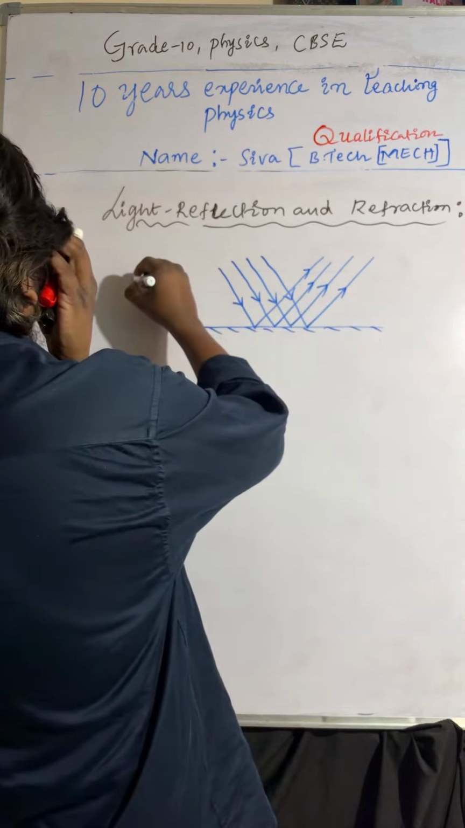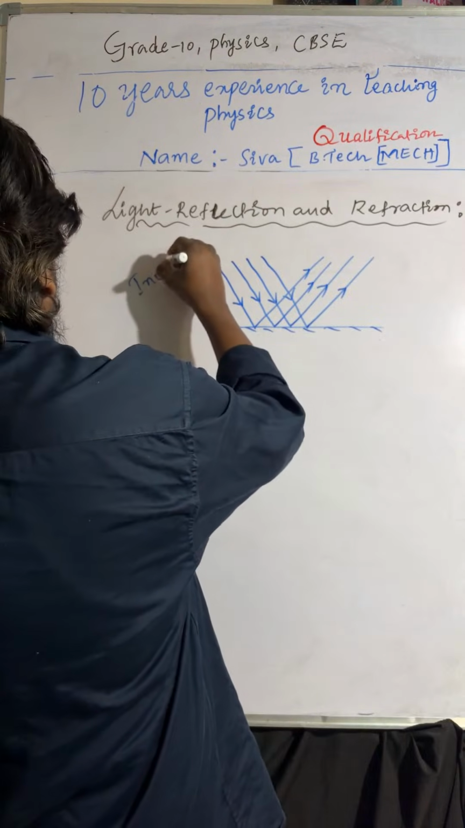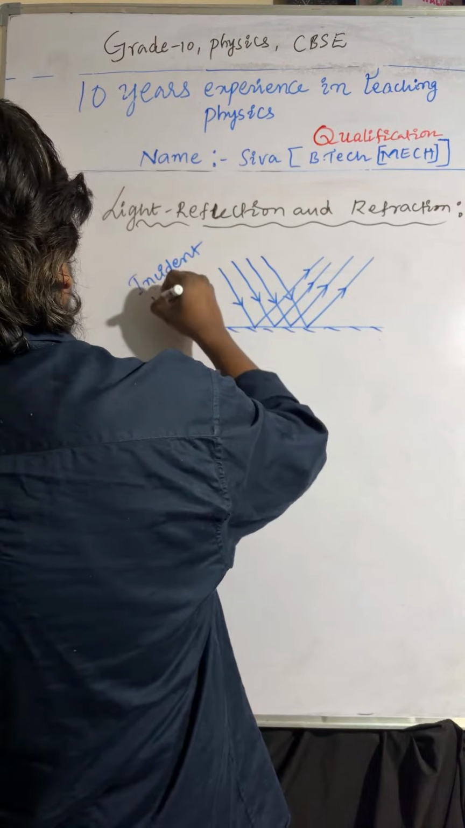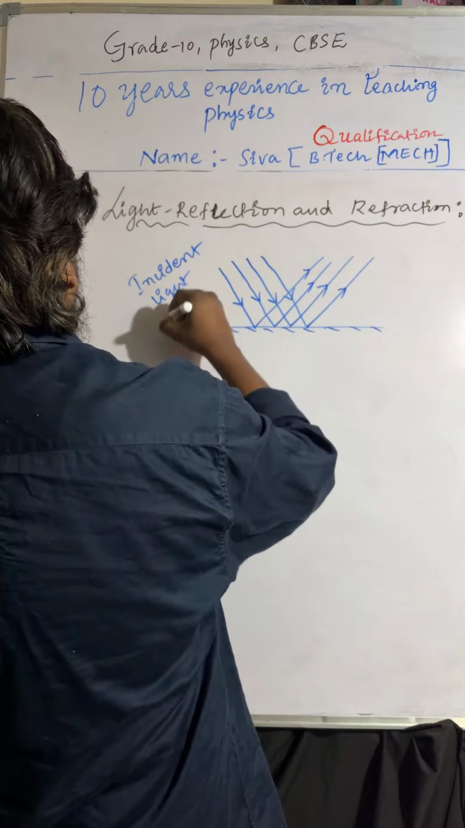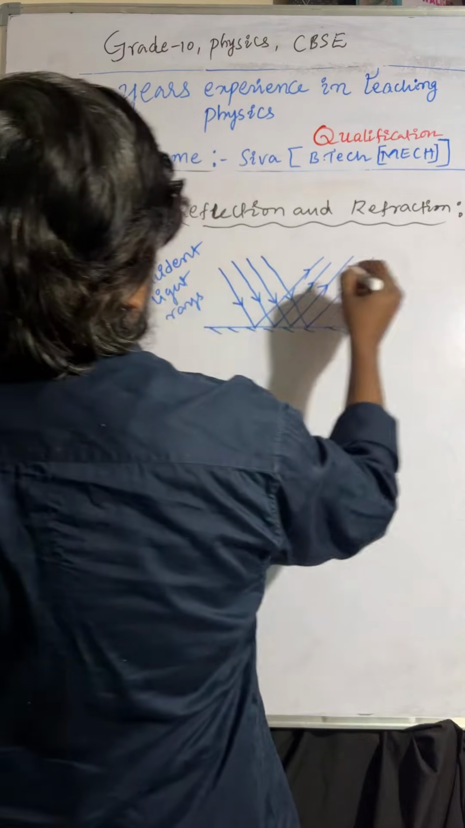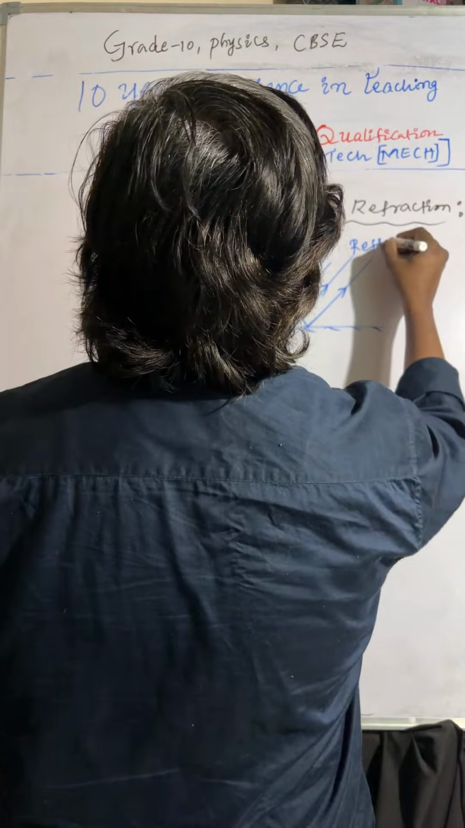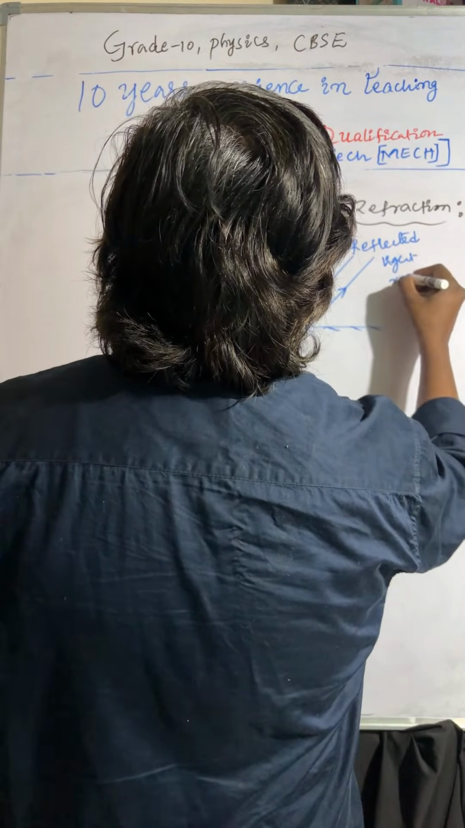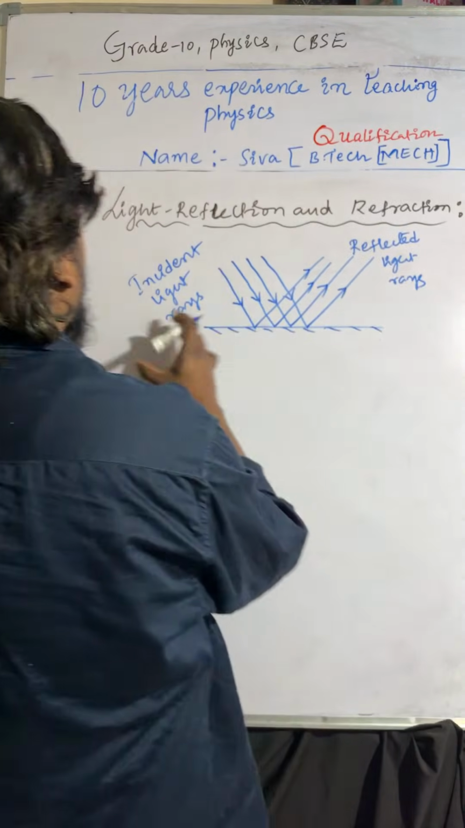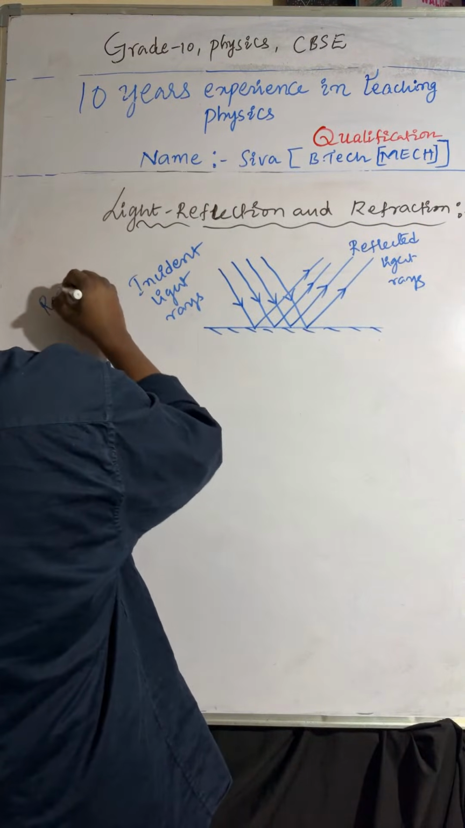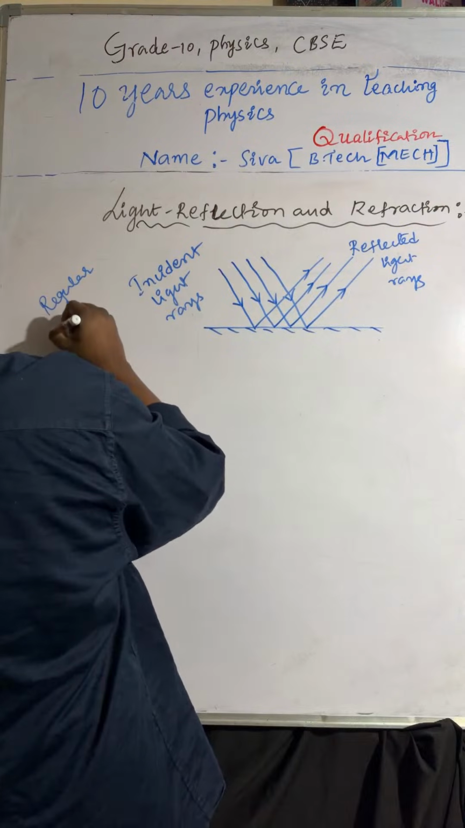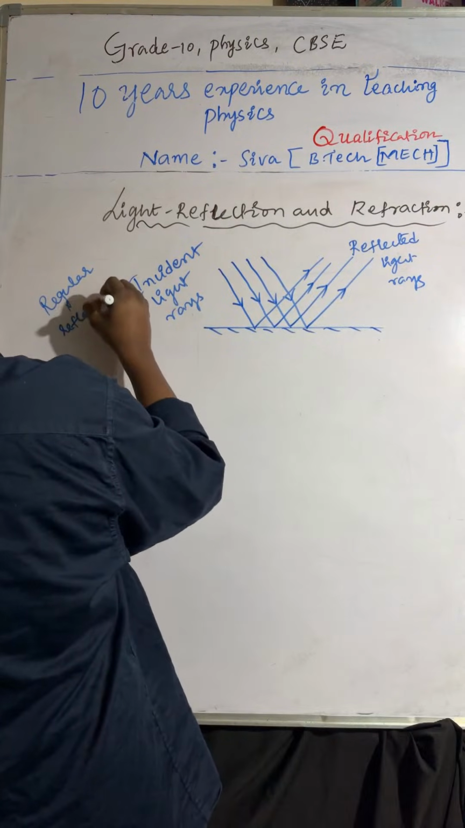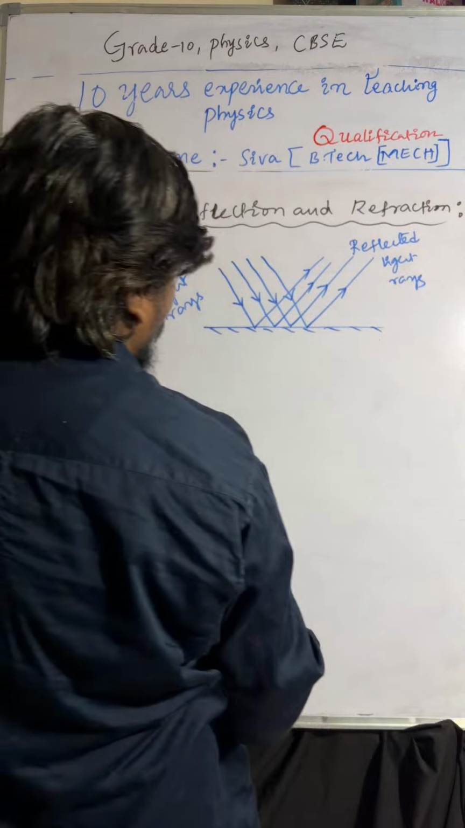Incident light rays are parallel to each other, and reflected light rays are also parallel to each other. So this is about regular reflection.